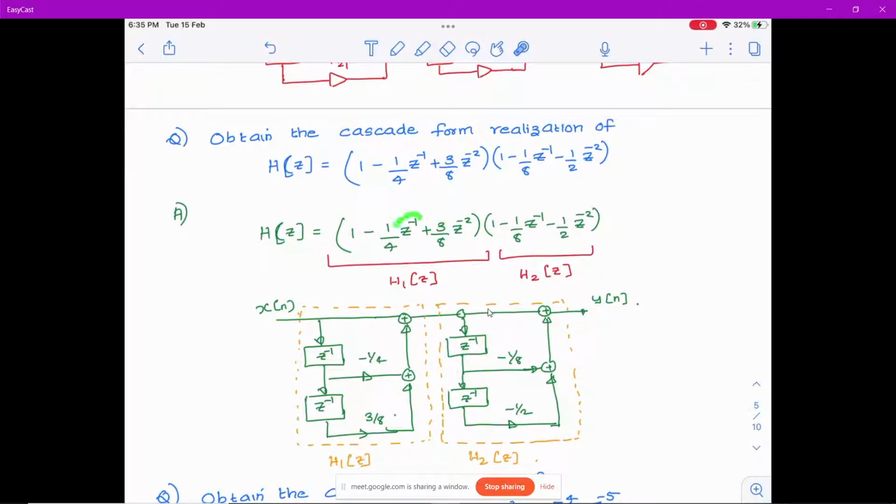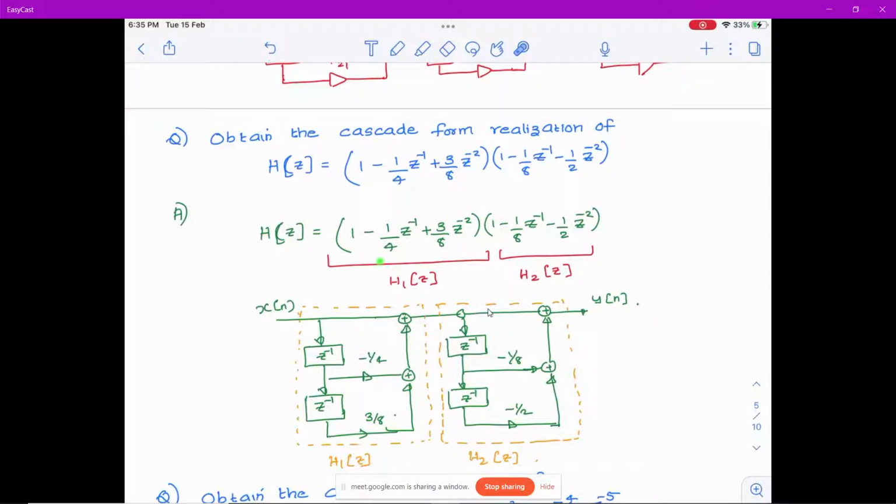Then after the first delay, there is a multiplication by minus 1 by 4. So after the first delay, you draw a branch towards the right, put an adder and give a multiplication of minus 1 by 4. Now after the second delay, there is a multiplication by 3 by 8. So after the second delay, you put a multiplication block, multiply and give the value 3 by 8.